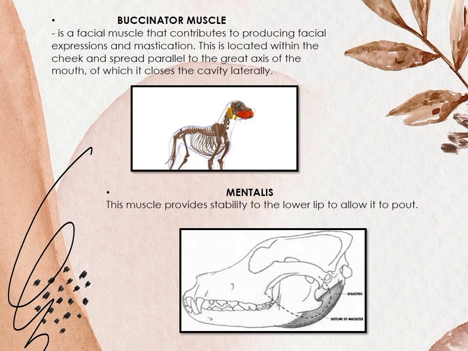Good day everyone, I am Julie Villacarlos, and to start with my part, the first one is the buccinator muscle. The buccinator muscle is a facial muscle that contributes to producing facial expressions and mastication. This is located within the cheek and spread parallel to the great axis of the mouth, of which it closes the cavity laterally.